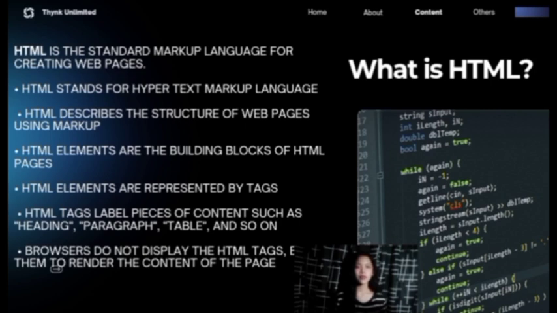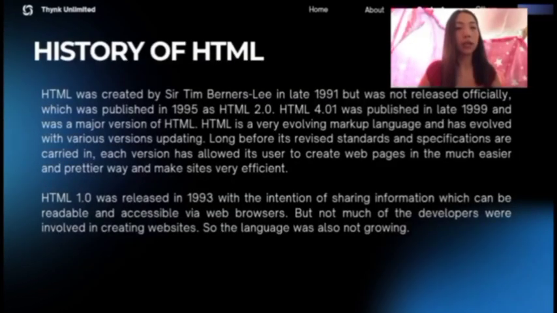HTML uses special labels called tags to mark different parts of a page, like headings, paragraphs, and tables. These tags aren't visible on the actual website. They just help the browser understand how to structure and show the content. HTML was created by Tim Berners-Lee in 1991. The first official release came in 1993, known as HTML 1.0. The goal was simple, just to share information on the web that could be read in browsers.